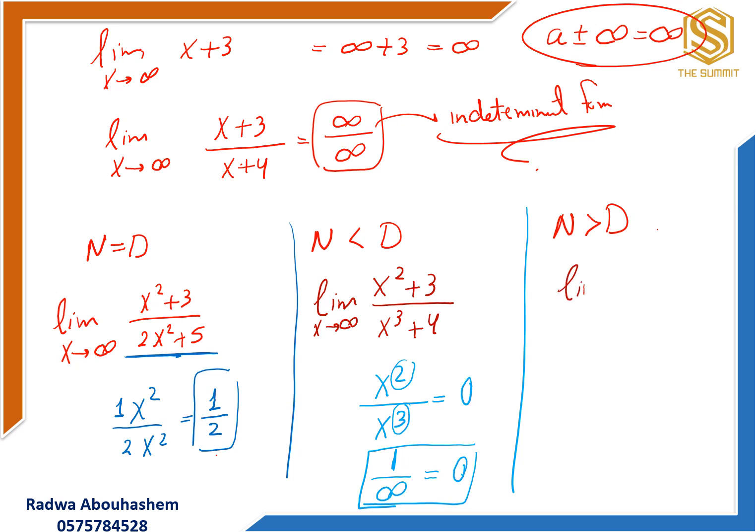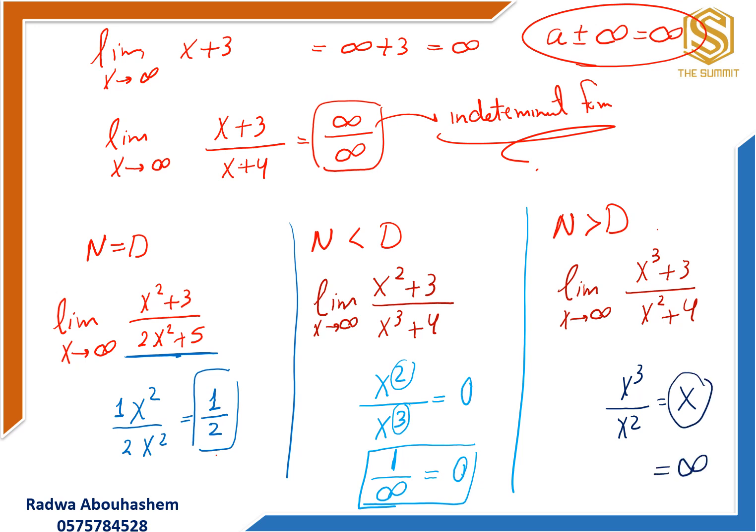Here, we take the limit when x approaches infinity for x power 3 plus 3 over x power 2 plus 4, for example. Again, it would be x power 3 over x power 2. So if you cancel or simplify, you're going to get just x. Now substitute the x, it gives you infinity. So if you find that the numerator degree is greater than the denominator degree, the answer all the time would be infinity. So 3 cases.